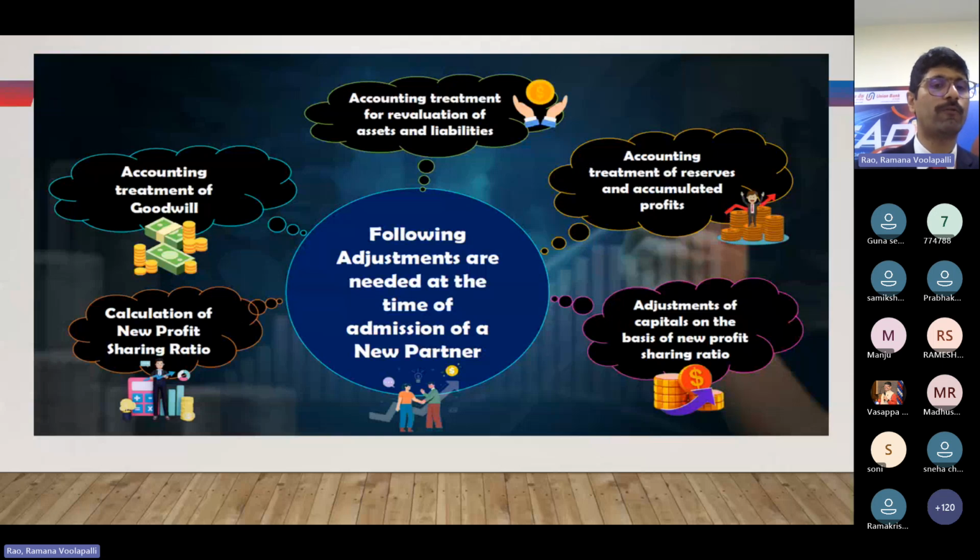What should be the new profit sharing ratio? And the accounting treatment of the goodwill: how the goodwill has to be treated. Accounting treatment for revaluation of assets and liabilities. Accounting treatment of reserves and accumulated profits, and adjustment of capital on the basis of the new profit sharing ratio. These are all the 5 elements that need to be taken care of while admitting a new partner into the partnership.